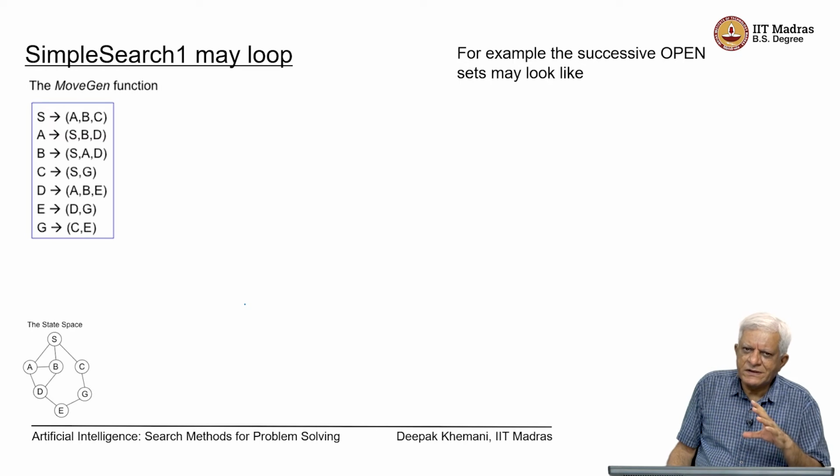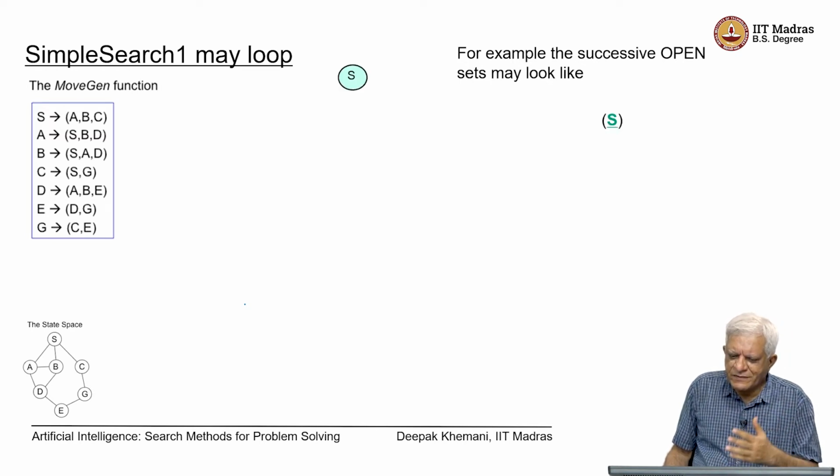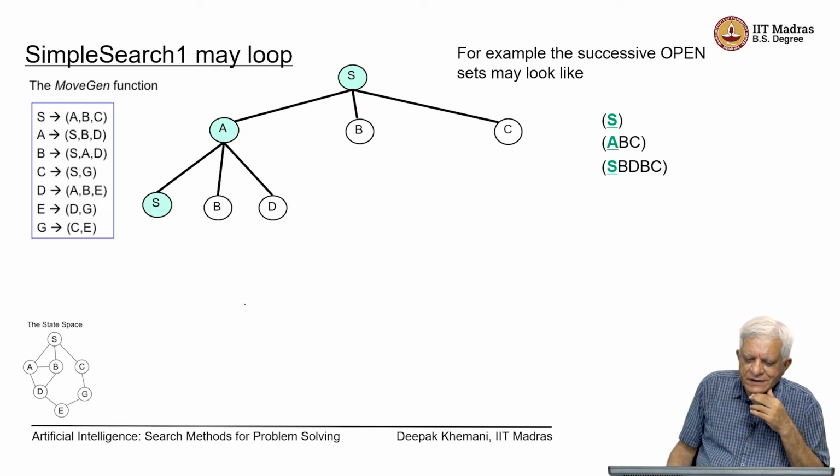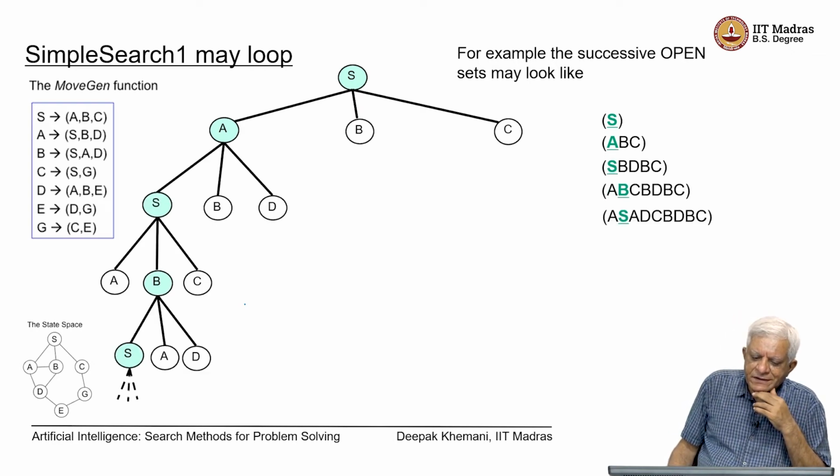Remember that this is a non-deterministic algorithm. We have said pick some node from open. So, this could be one such run of this algorithm. You start with S, you go to A, then you go to S, then you go to B, then you go to S, as shown on the left hand side with the colored nodes essentially. On the right hand side, we have seen how the open, if you are maintaining it as a list, will be maintained.